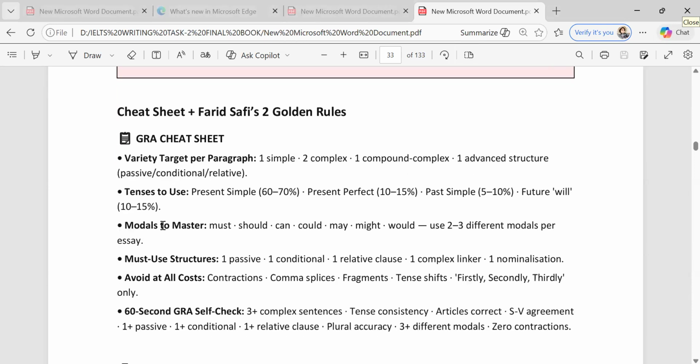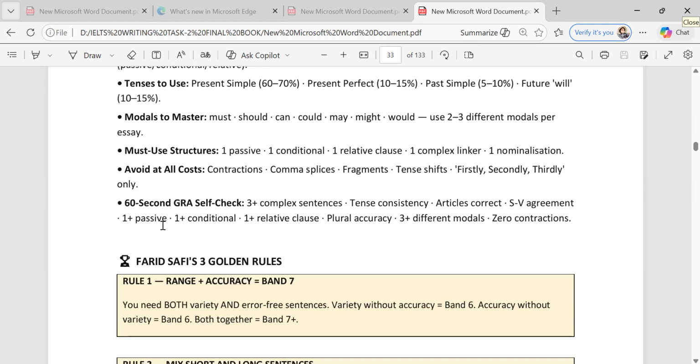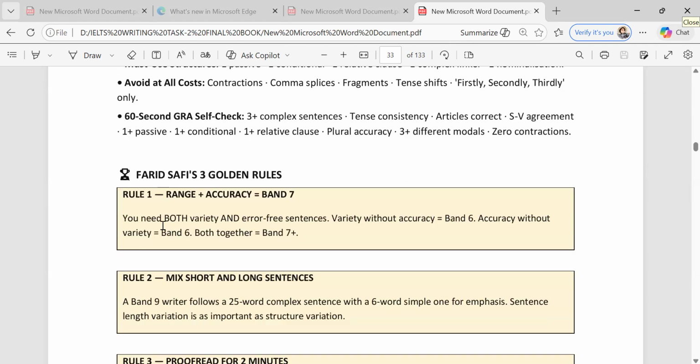And then for grammar, we can also look at how to use modal verbs. If you go through this, you will understand. And later on, we will study all the grammar and sentence structures.